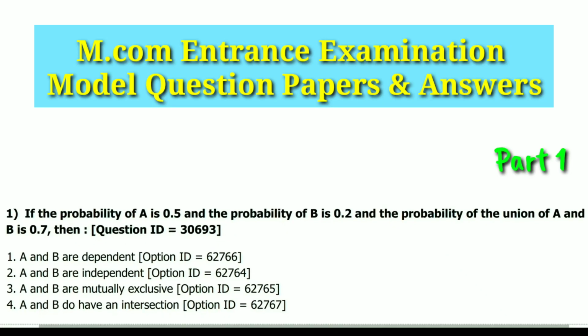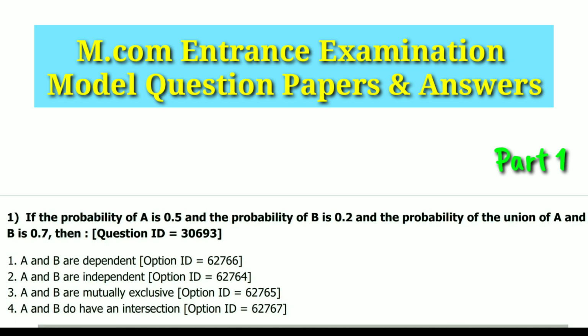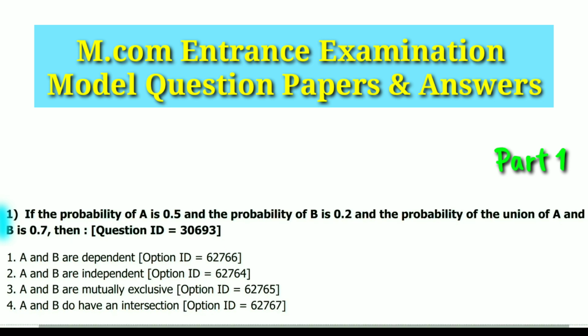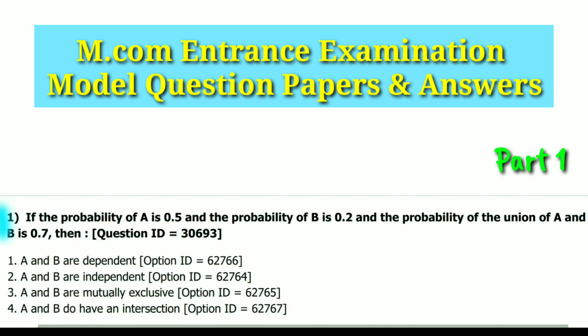Today we are going to discuss previous year M.Com PG entrance exam questions and solutions related to some problematic questions. So the first question is, if the probability of A is 0.5 and the probability of B is 0.2 and the probability of union of A and B is 0.7, then the options are: 1. A and B are dependent, 2. A and B are independent, 3. A and B are mutually exclusive, and 4. A and B do have an intersection.